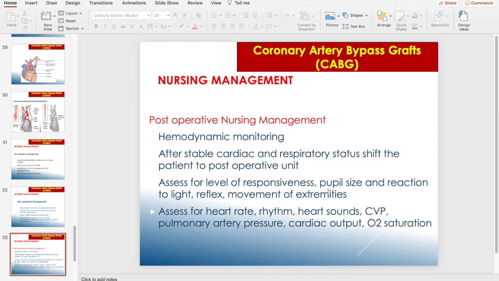the level of responsiveness, pupil size, reaction. All of these assessments we have to do, and we also assess heart sounds and rhythms. We want to check the cardiac output and oxygen saturation. We want to make sure the patient does not have any complication.